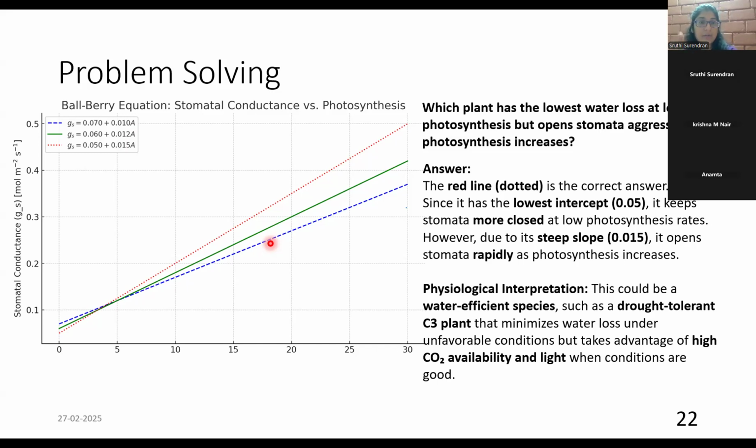We can decide if the plant is water use efficient or drought resistant, or whether it will lose more water or it will save more water, or what its photosynthetic rate is. If you compare the lines of different plants, we can know that this one's stomatal conductance is more sensitive to photosynthesis. So as the photosynthesis increases, stomatal conductance also keeps increasing. And this gives a lot of physiological information regarding the transpiration rate and water use efficiency of the plant.